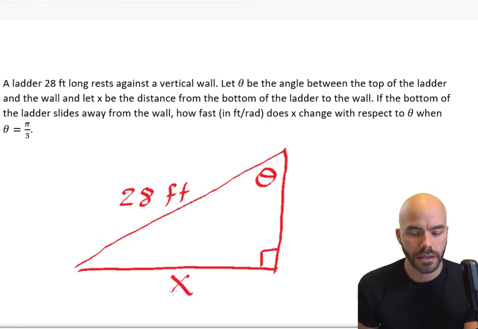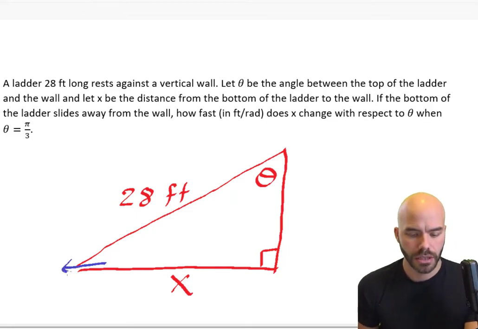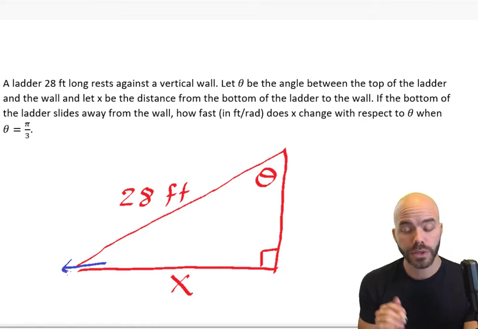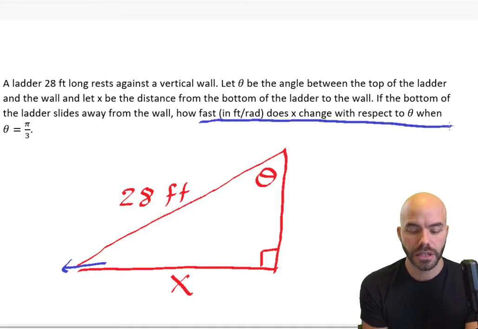that length there. If the bottom of the ladder slides away from the wall, so the bottom of the ladder is sliding away from the wall this way. It says, how fast in feet per radian? That's actually really key. Feet per radian. Does x change with respect to theta when theta is pi over 3? So you have to read that last little bit very carefully.